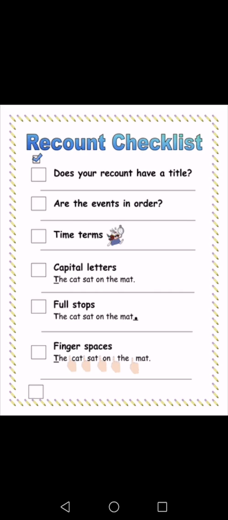You have to make a tick after you finish. Like, does my recount have a title? Are the events in order? Did I use first, next, then, capital letters, full stops, and finger space?